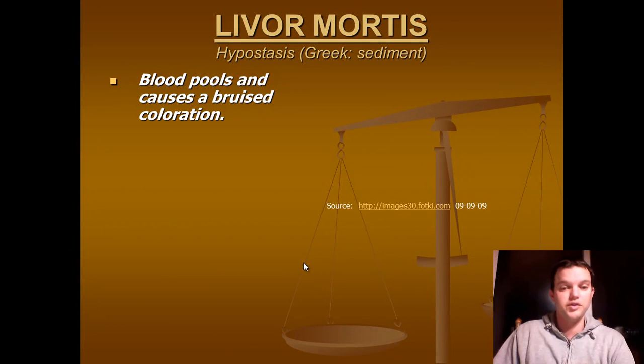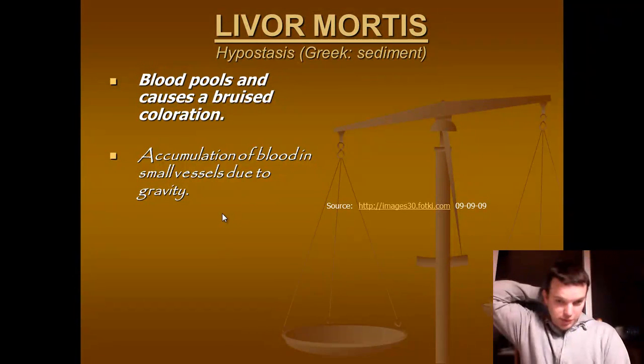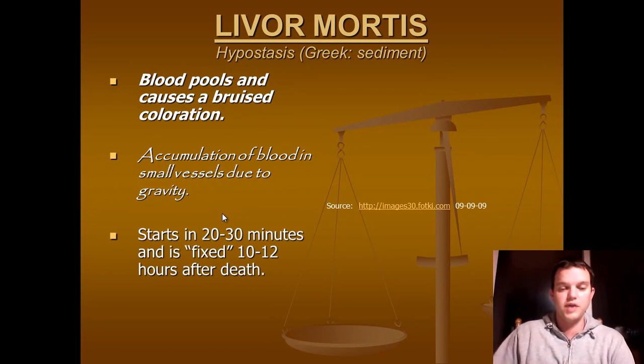So let's get into livor mortis. Livor mortis is a result of blood pooling. The blood is going to accumulate in the small vessels due to gravity. If the vessels aren't broken, there's nowhere for that blood to go out of the body, so it's going to pool in the lower portions of the body as a result of gravity. It starts about 20 to 30 minutes following death and is fixed in place at about 10 to 12 hours following death. So it's a pretty quick phenomenon.